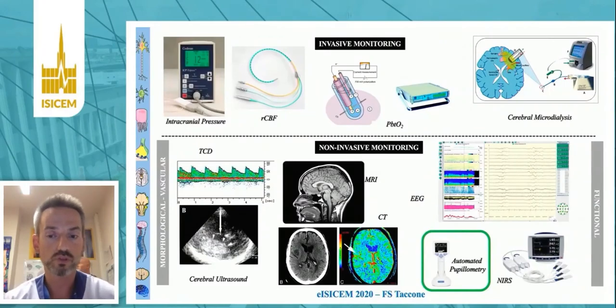The future will be to implement, of course, automated pupillometry among the large number of invasive and non-invasive neuromonitoring tools to better understand brain physiology and function after an acute brain injury.